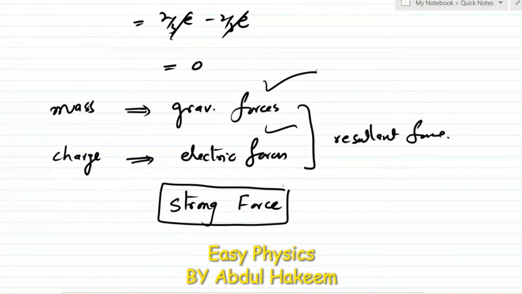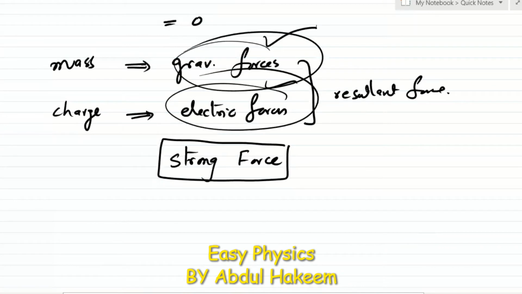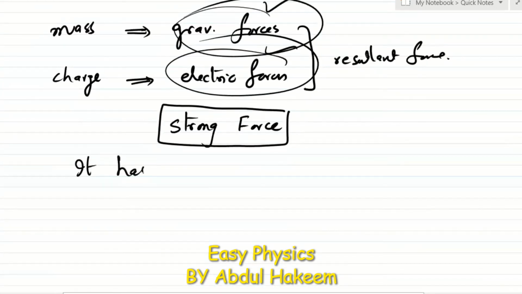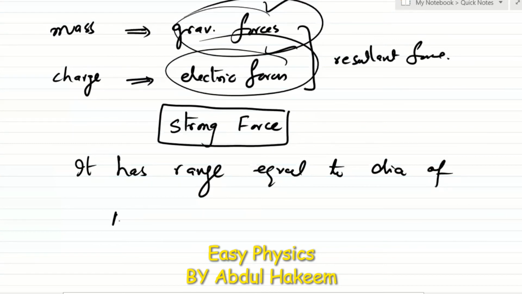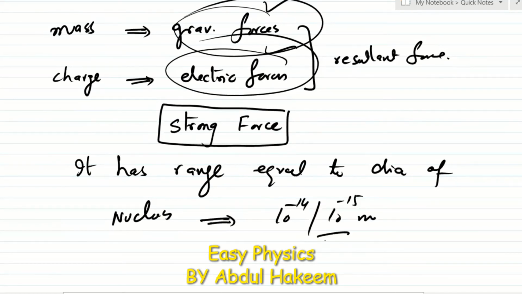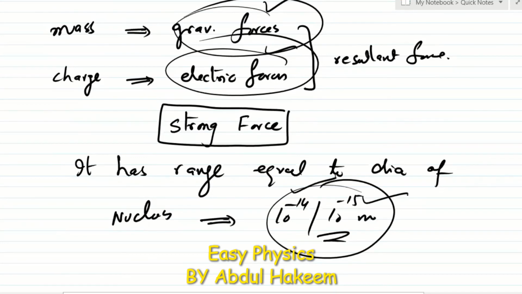So all particles inside the nucleus are under the influence of a single resultant force, which is called the strong force. It is the vector sum of the gravitational forces and electric forces, and this strong force has effect only inside the nucleus, so it has range equal to the diameter of the nucleus. And the diameter of the nucleus is 10 power minus 14, 10 power minus 15. So if the question is, what is the range of the strong force? We have to quote either 10 power minus 14 or 10 power minus 15. So this is a strong force which affects all hadrons, meaning which acts only inside the nucleus.